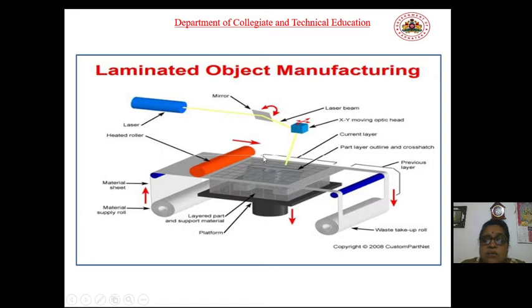So here you can observe this is the current layer of the sheet, and this is the previous layer of the sheet. Once the heat is supplied from the heated roller, and the energy is supplied through the laser light, what will happen here? The sheet gets laminated, and once the material has been laminated, the waste comes and falls onto the waste take-up roll, which takes the waste. This is called the waste take-up roll. So in this way the object can be laminated.